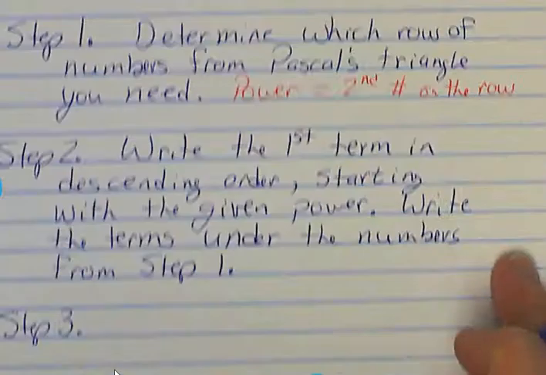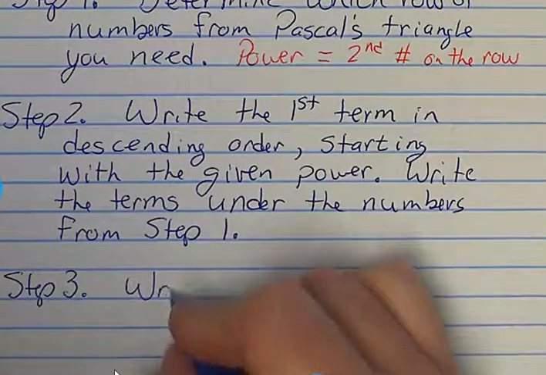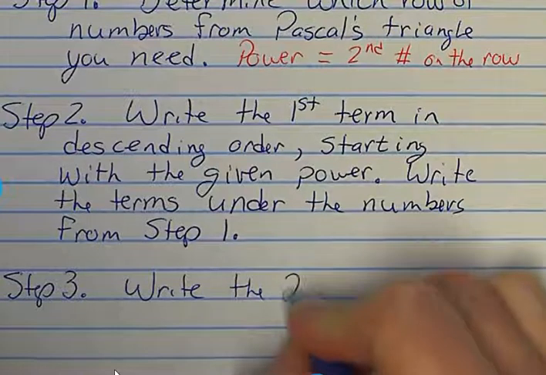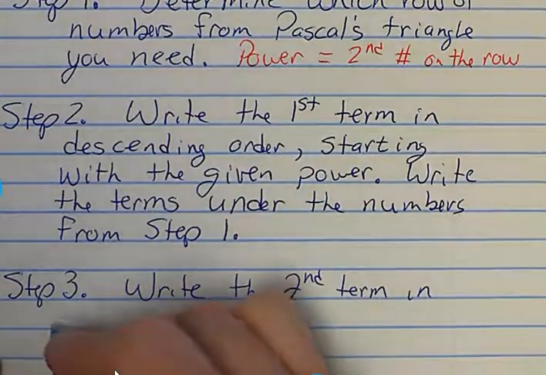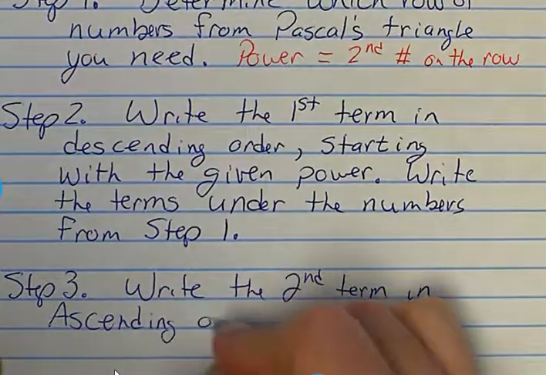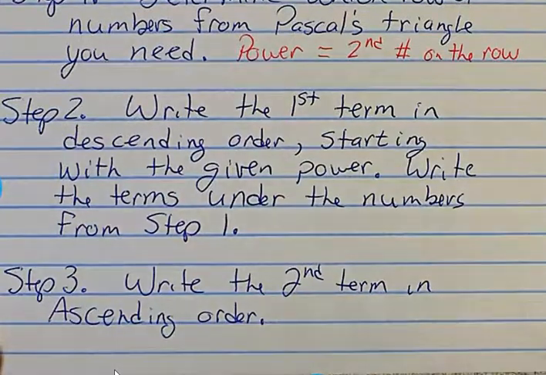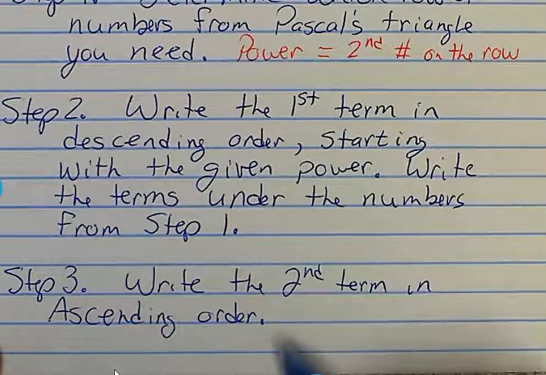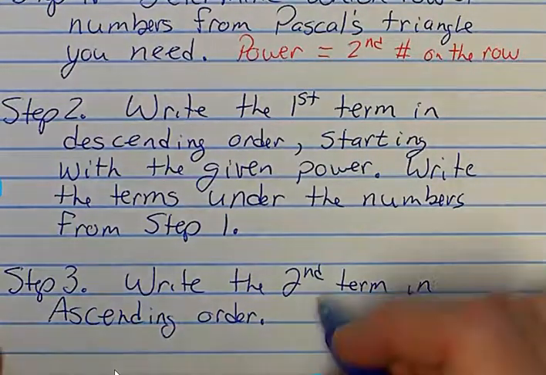And then step 3, you're going to write the second term in ascending order. Same thing as before, you're going to write these underneath the terms we have here. The big thing for this one is when you write it in ascending order, you have to start with the 0 power.